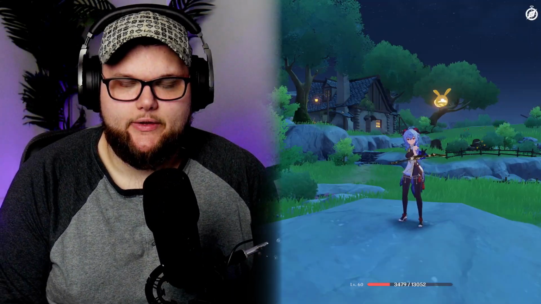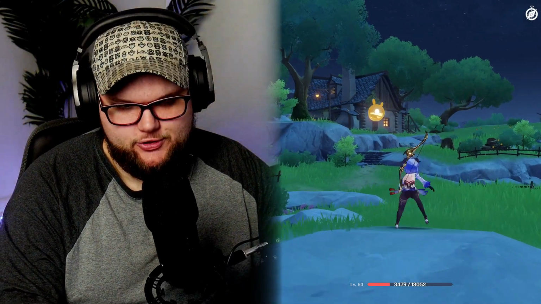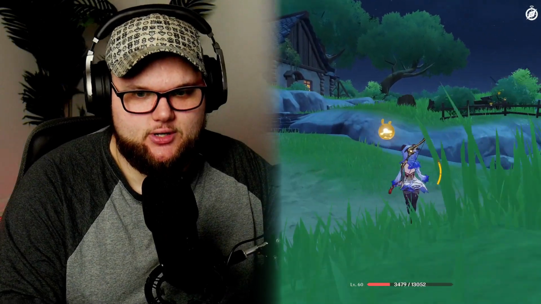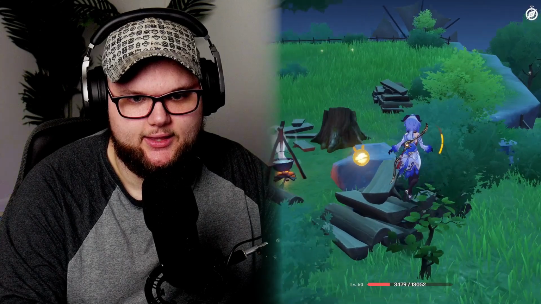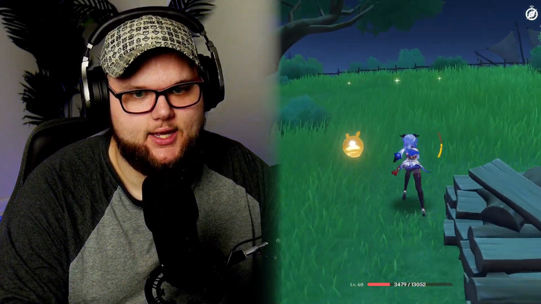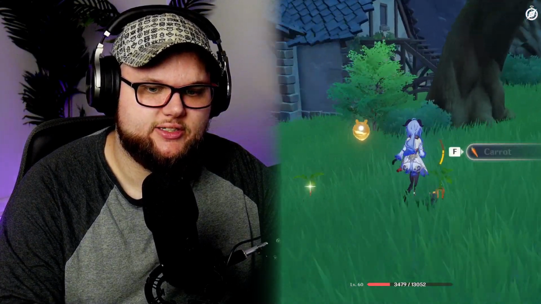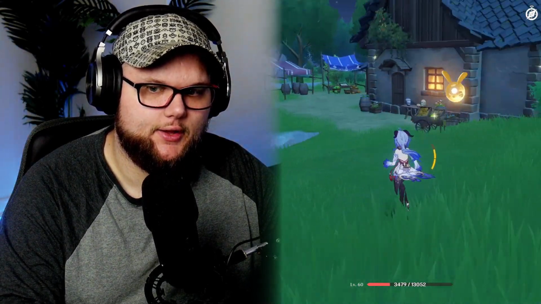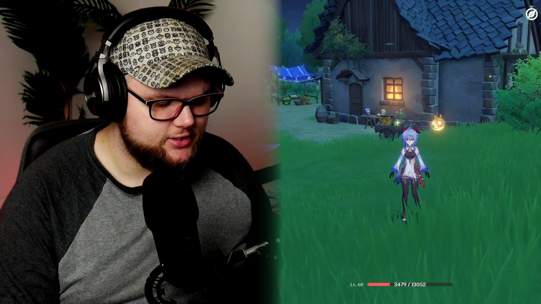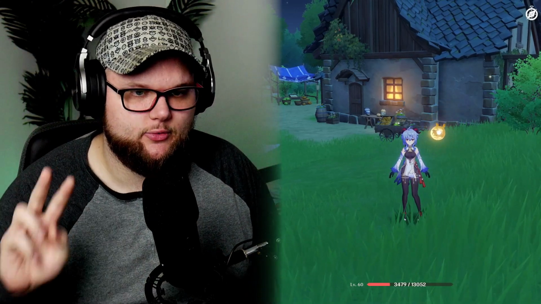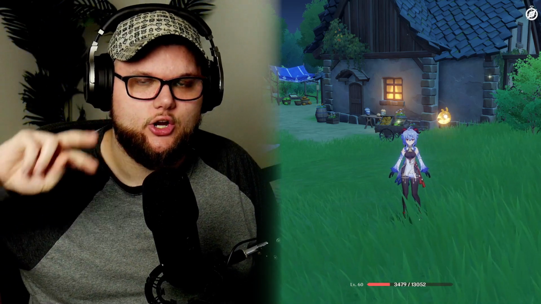So now let's talk about amplifying reactions. These are the two reactions that I'm sure you've seen some stupid damage numbers out there where Mona hits for like 1,000,000 damage or something like that. That's because inherently the way that the vaporize and melt reactions work is they are separate in terms of how they are calculated. Essentially, we have two different reactions, but we have two different variations of those reactions underneath that.